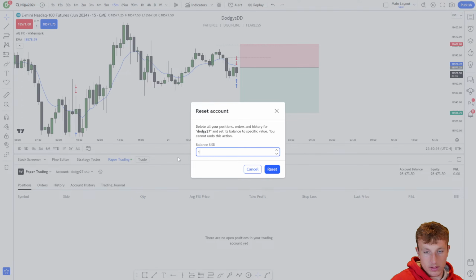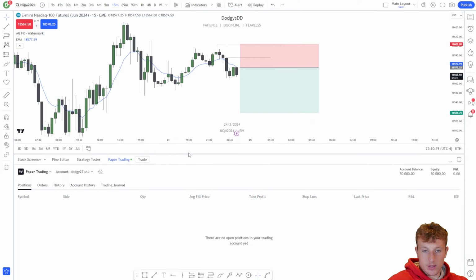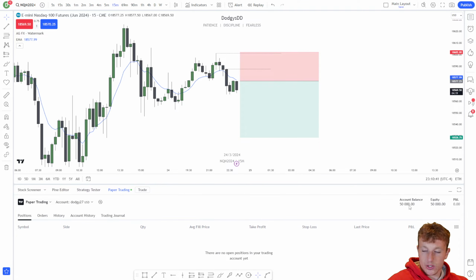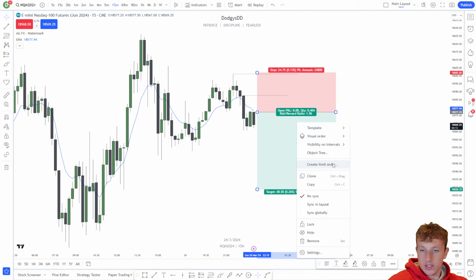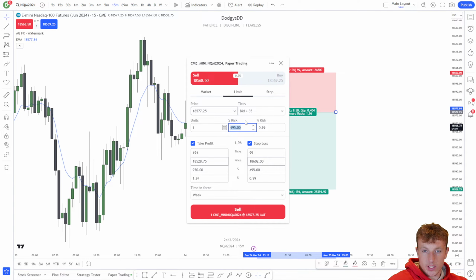Let me just type in 50,000. So let's say I'm on a $50,000 prop firm account. It's fake money. This is a challenge we need to pass to get paid real money. And I want to take a trade here. Well, you're going to right click this, click create limit order, and type in the risk.